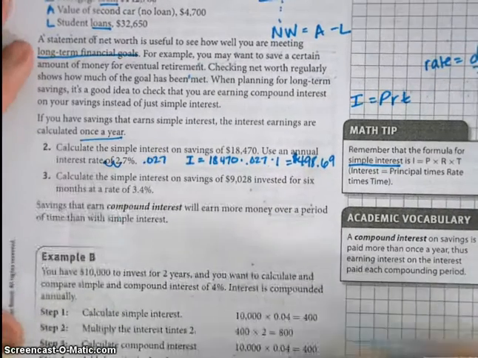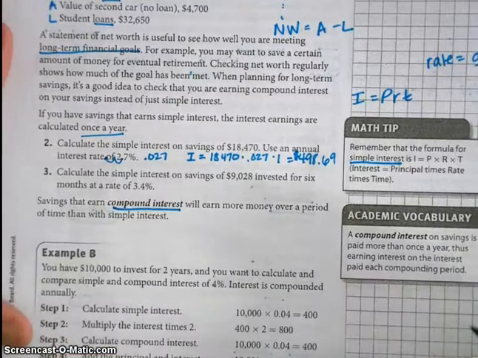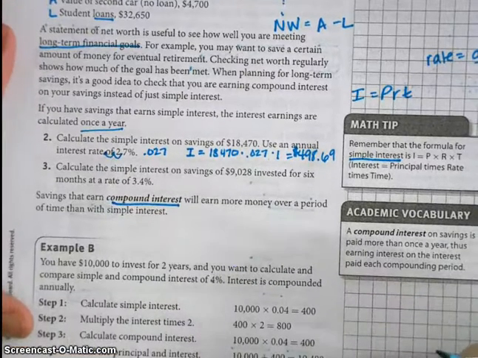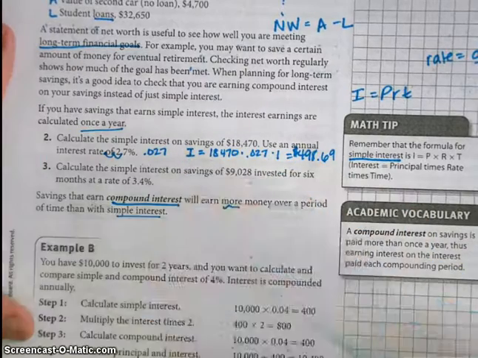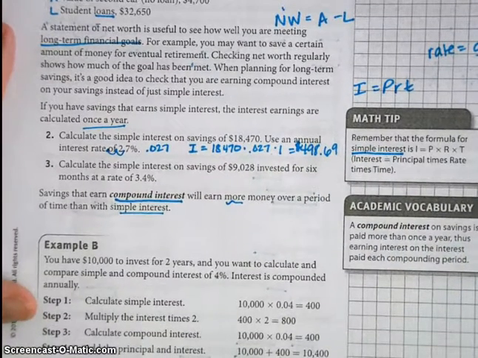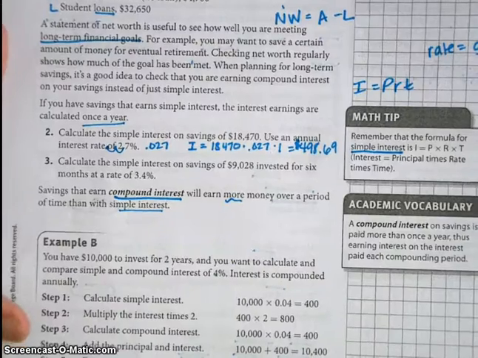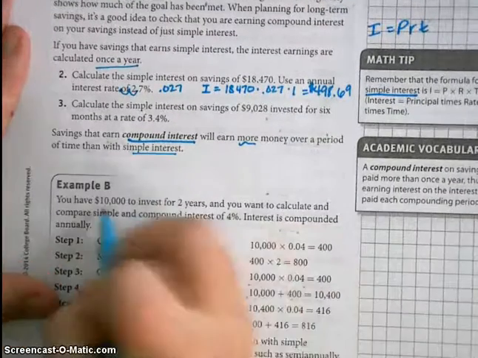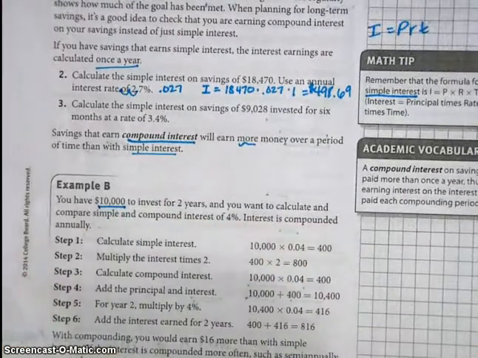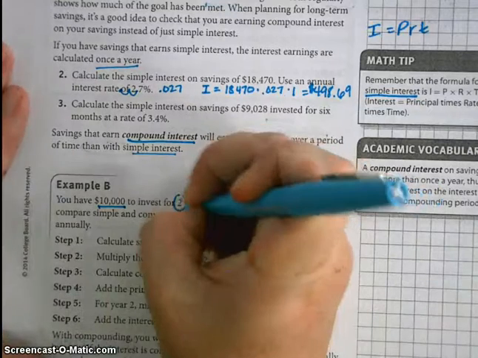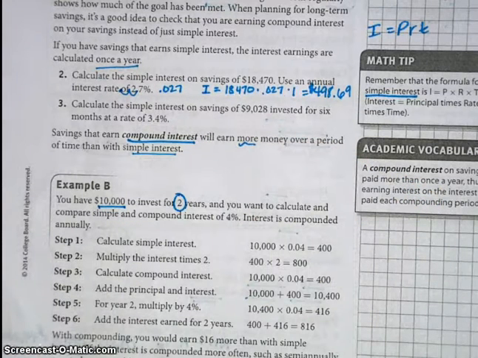The next type of interest is called compound interest. And compound will earn money over a period of time, and it earns more money than simple interest because what we're doing is we're earning money on that interest. So if we take a look at example B, we're going to invest $10,000. We have two choices of investing. We're going to invest it for 2 years no matter how. We can invest it using simple interest of 4% or compound interest of 4%. So we're going to calculate both.